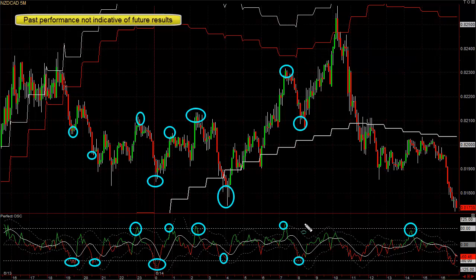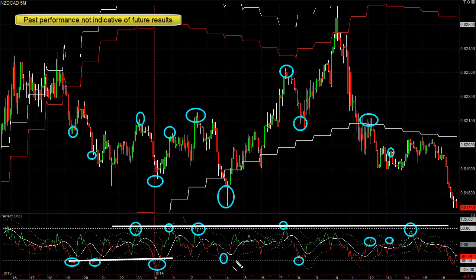Also, another way to use this is we have Bollinger Bands of the perfect oscillator reading on here, and if the trend is down, for example, and price comes up to its upper Bollinger, that's a pretty decent place to sell. You can see right here, pretty decent place to sell. It's nowhere near as good as the plus 80, minus 80 levels. Those are by far the best.